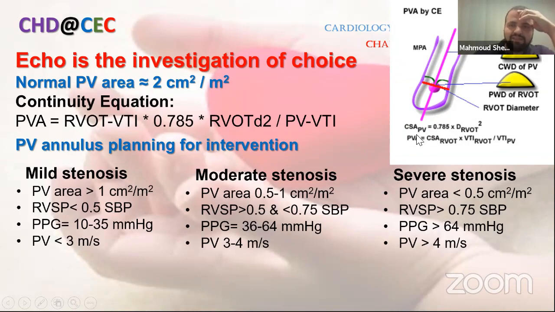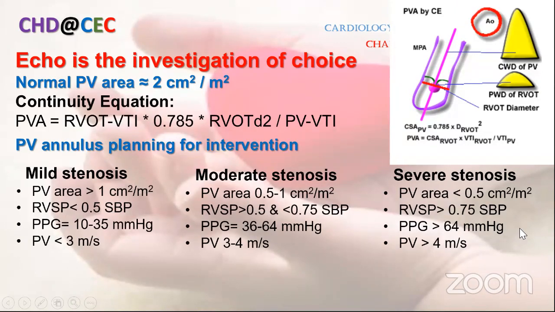But simply, most people use the gradient across the pulmonary valve. As mentioned, from 10 to 35 it's mild, from 36 to 64 it's moderate, above 64 it is severe, and this is the peak. This is different from the aortic valve, because the classification of the degree of stenosis in the aortic valve depends on the mean, not the peak, pressure on the aortic valve.